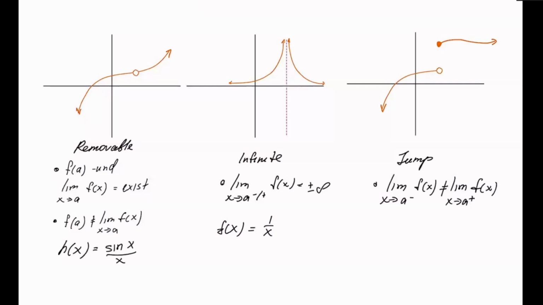Consider the step function f of x equals 1 if x is less than 0 and 2 if x is greater than or equal to 0. At x equals 0, we have the limit from the left side of 0 equal to 1, and the limit from the right side of 0 is equal to 2. So there is a jump discontinuity. Understanding these types helps us classify and analyze discontinuities when we encounter them.